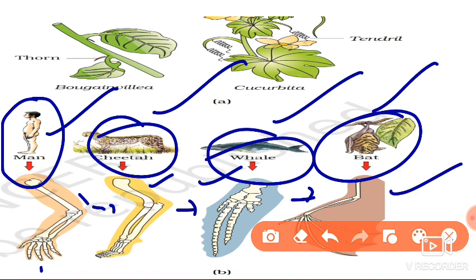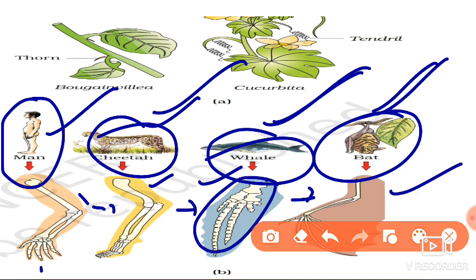But the function is different. We use our four limbs for different functions. Cheetah uses its limbs for running, whale for swimming, and bat for flying. But the structure is the same. Whatever bones are present in the four limbs are all present. Some variation in the morphology of these structures is another thing, but all bones are present. The same bones are present in all the organisms, but the function is different.